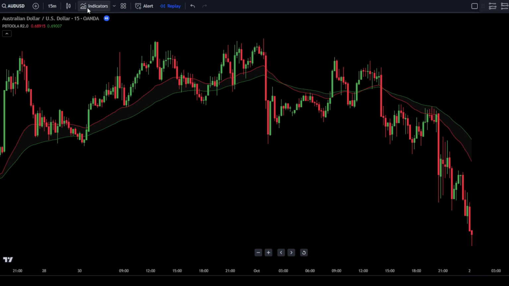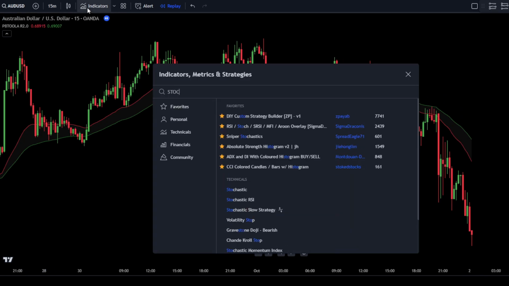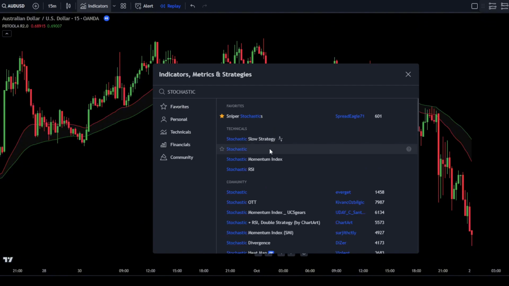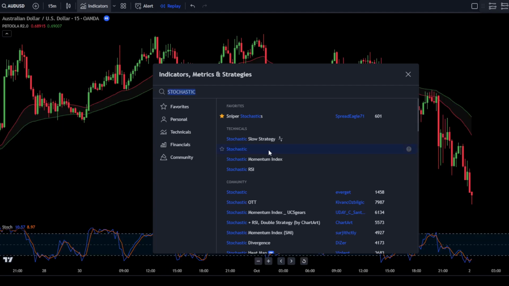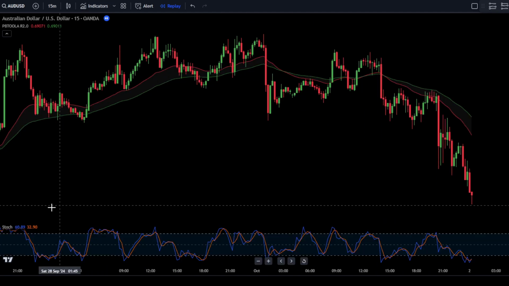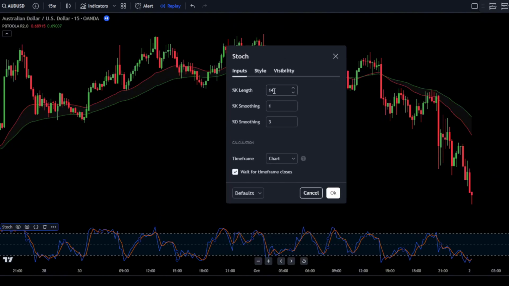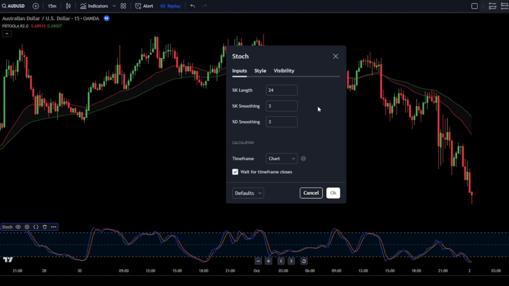Go to the Search Indicator tab and type stochastic. Then, just select the default stochastic indicator from Tradingview. After that, adjust the settings of the stochastic indicator. In the Input tab, change the %K length to 24. Then, set the %K smoothing to 3. Also, set the %D smoothing to 3.